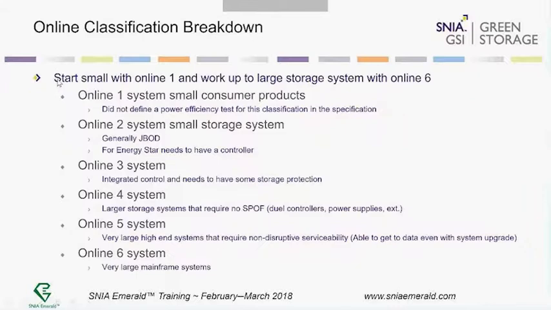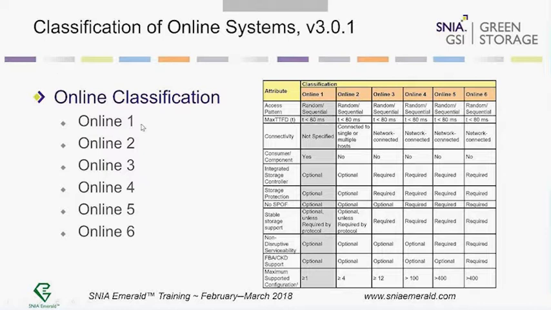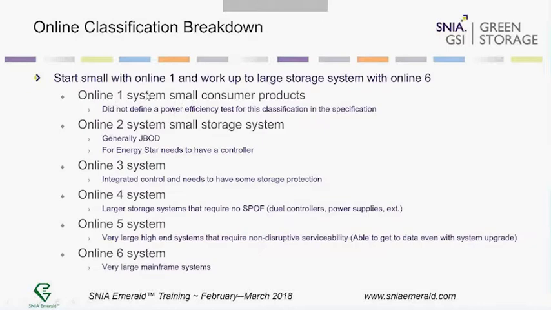And this is how we broke them down from Online 1 to Online 6. As Don just mentioned, the ones that are relevant for the current Energy Star are just Online 2, 3, and 4, kind of the middle of the range. Online 1 is just small consumer products. Online 2, that's the beginning of a small storage system. Generally, they're JBODs, but if you add a very small controller to it, which Energy Star requires, then you can also be within Online 2.